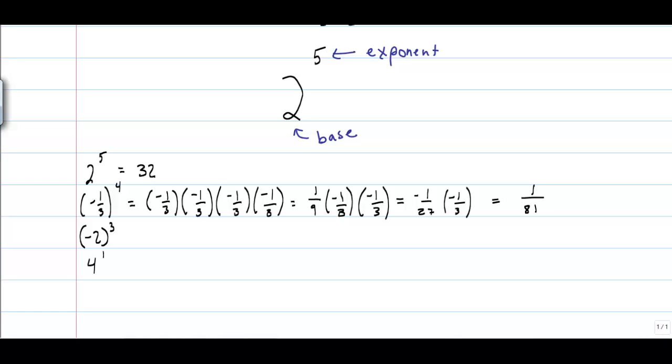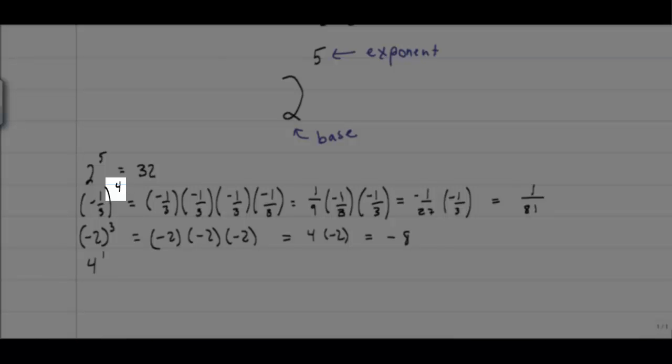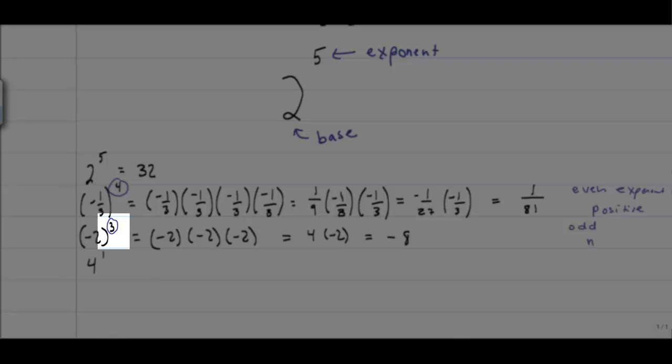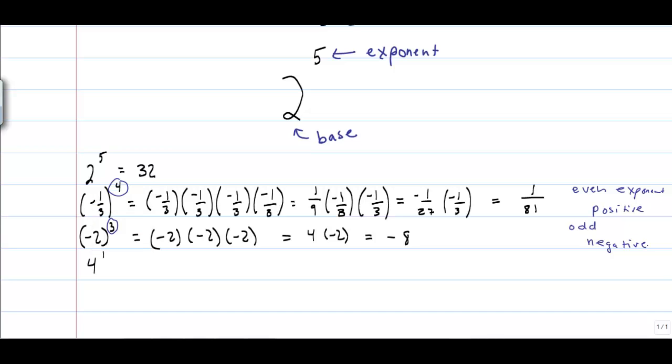And that's my answer. Now let's look at negative 2 to the 3rd. This is equal to negative 2 times negative 2 times negative 2. Negative 2 times negative 2 is a positive 4, and when I multiply that positive 4 by a negative 2, I get a negative 8. And this is a really important pattern to notice. If my exponent is even, I end up with a positive value if I'm raising a negative number to a power. If, however, my power is odd, then I'll end up with a negative number. Again, this is assuming that the number inside the parentheses is in fact negative.